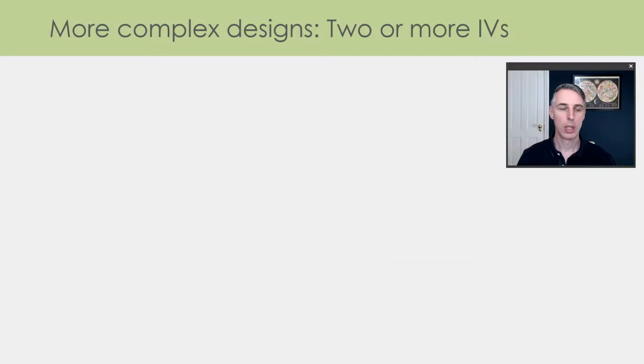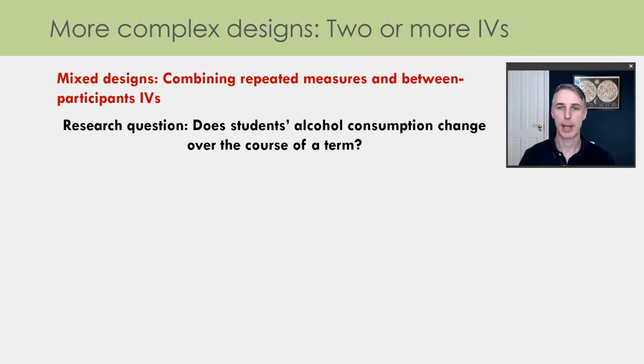Okay, now let's think about other sorts of two-way designs that might involve repeated measures aspects, specifically mixed designs in which we're combining repeated measures variables with between participants independent variables. So again, let's go back to that first research question. Does students' alcohol consumption change over the course of a term?